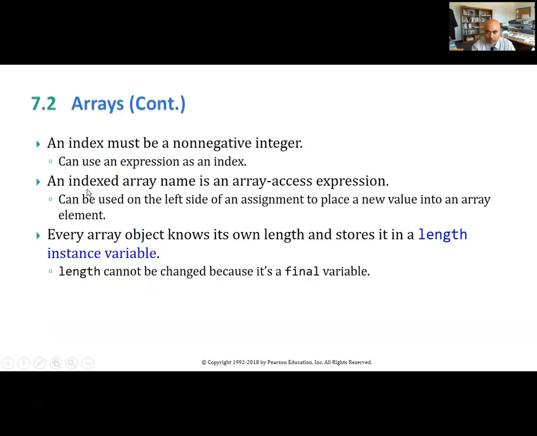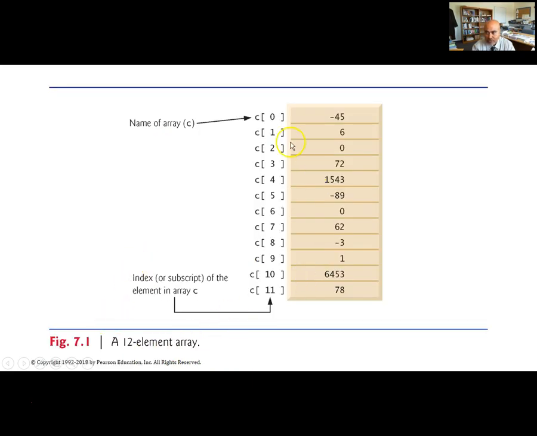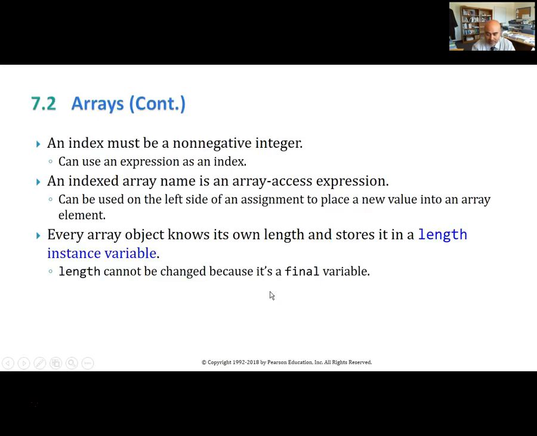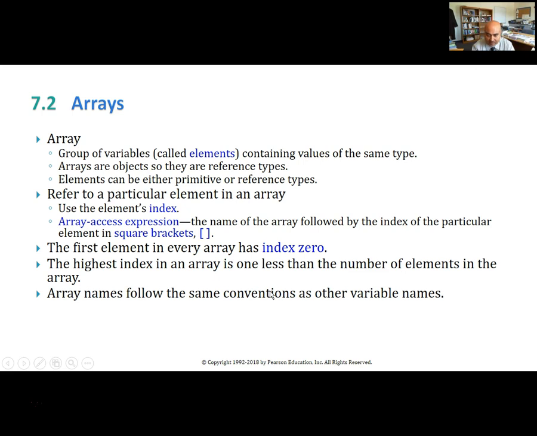So let me go back. An indexed array name is an array access expression, and it can be used on the left side of an assignment. Every array object knows its own length and stores it in the length instance variable. So if I want to find out the length of this array, I can just call c.length, and that would give me the length, which is going to be 12. So that's your very basic array definition.